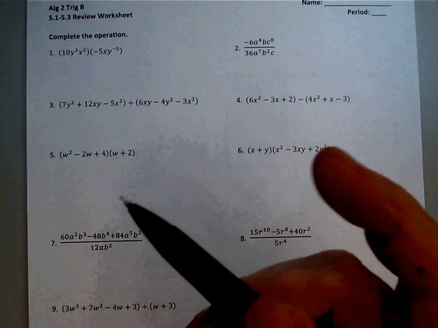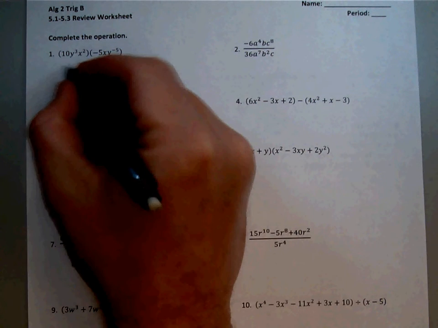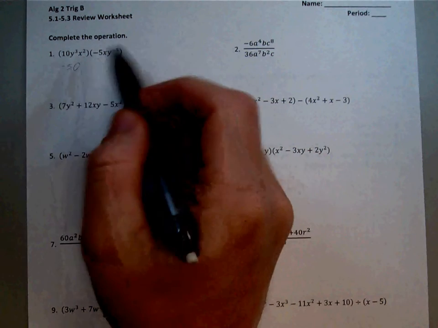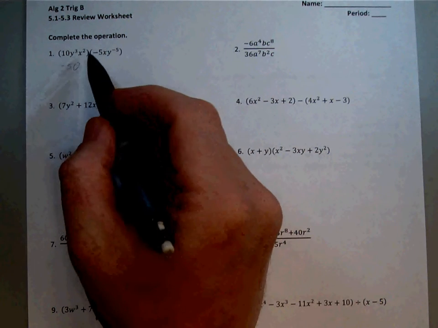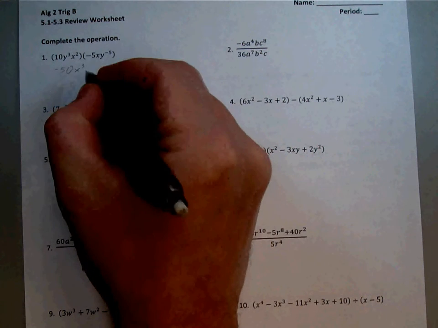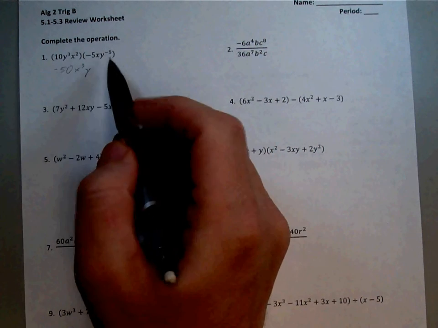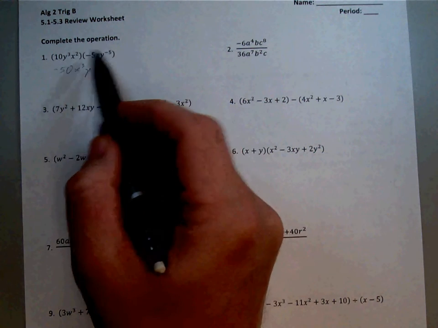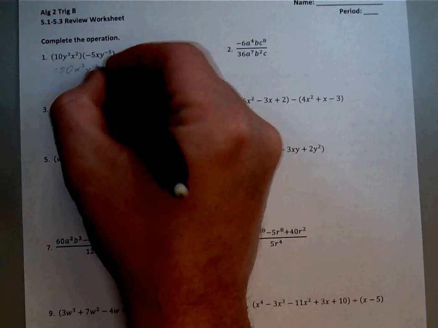All right, number 1, we can multiply 10 times negative 5 to get a negative 50. I'm going to go alphabetical order, so I'm going to go x is next. X to the second times x, that's x to the third. Then I'll go y is next. We have y to the third times y to the negative fifth. Add 3 and negative 5 to get negative 2.